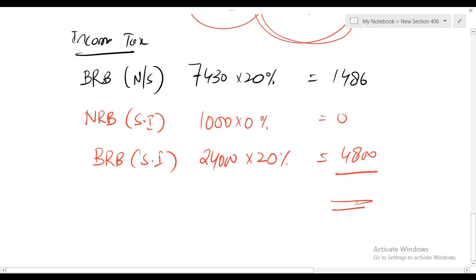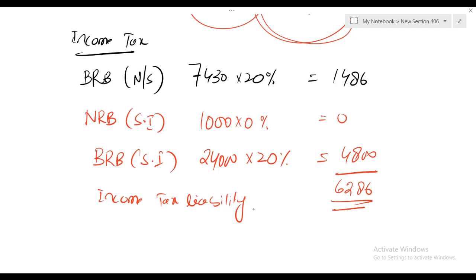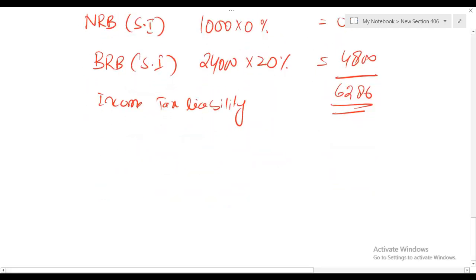Let me add. So 6286 is our income tax liability. If I had any payment, then I would have deducted it from 6286. So since there is no payment, I'm not deducting anything. Let's move to another question.